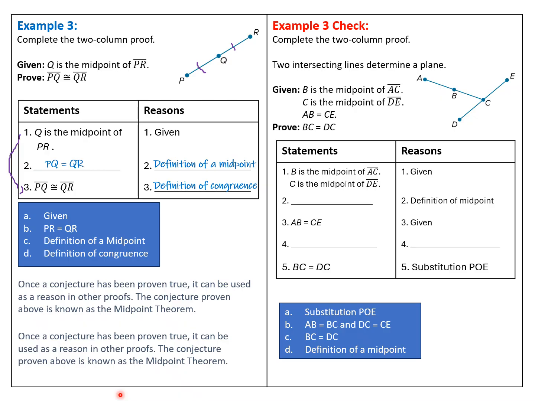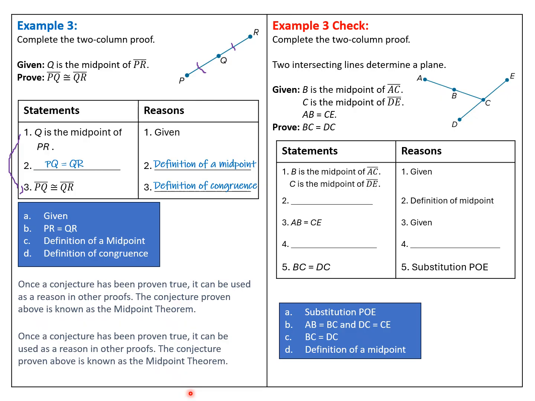Okay. It says given B is the midpoint of AC and C is the midpoint of DE, and AB equals CE. So they've given you 3 statements. They want you to prove that BC is equal to DC. So we're only filling in the missing information. Here it is again. B is the midpoint of AC. C is the midpoint of DE. That is given. That's what's written here.